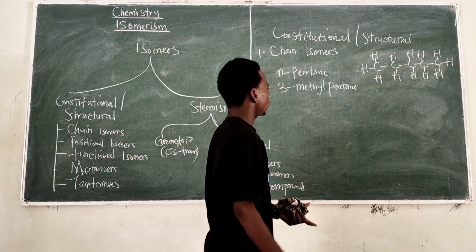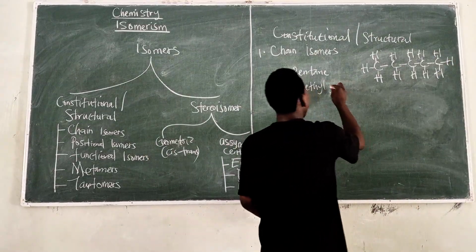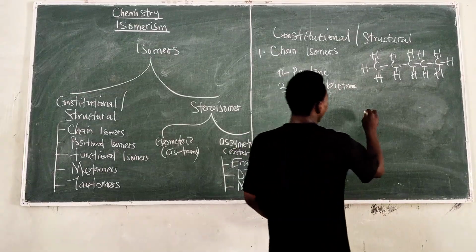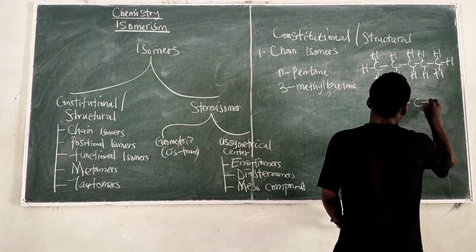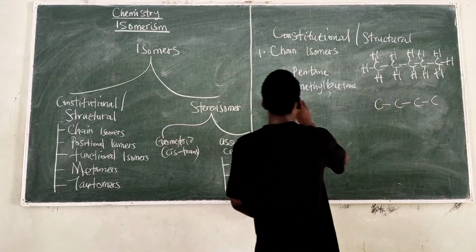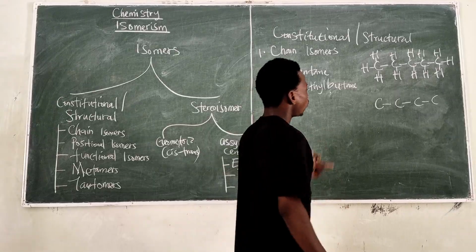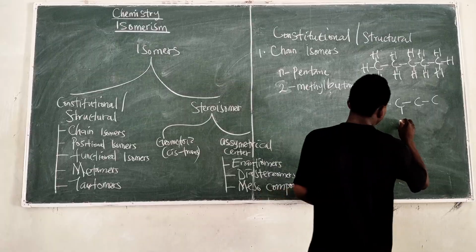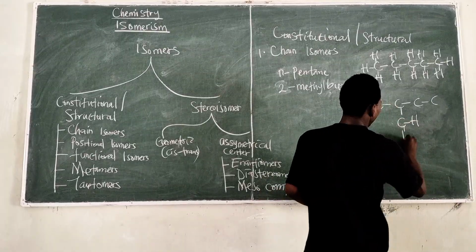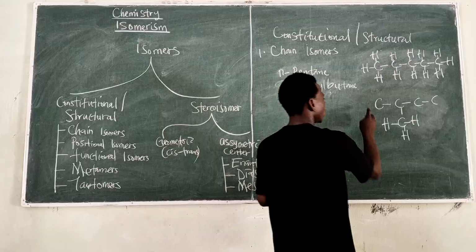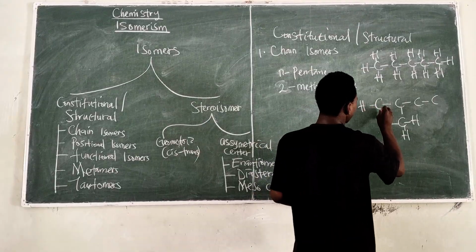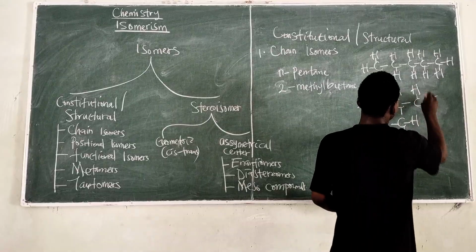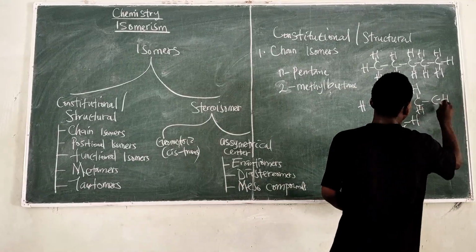So for 2-methylbutane, we have 4 carbon atoms in the main chain. And then on carbon 2, we have a methyl group. And then on this carbon, it is bonding to 3 hydrogen. This bonding to 1, this bonding to 2, and then this bonding to 3.